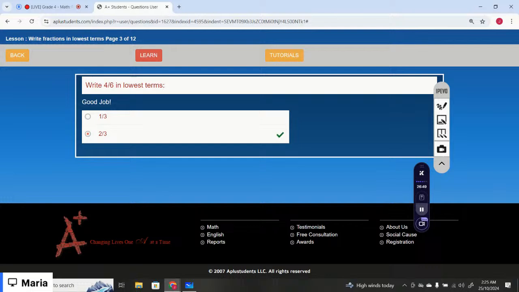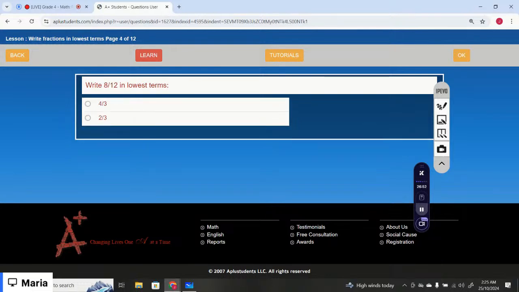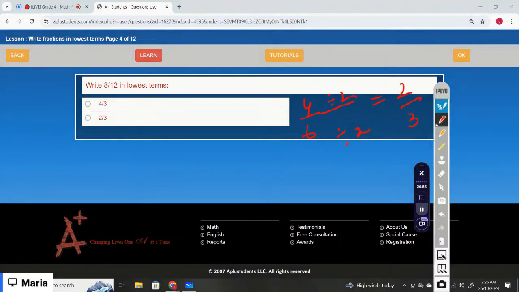Okay, the next one is write 8 over 12 in lowest term. So how do we do? Which is the greatest number that can divide 8 by 12? Which is the correct option?